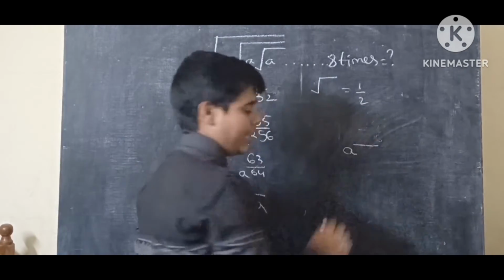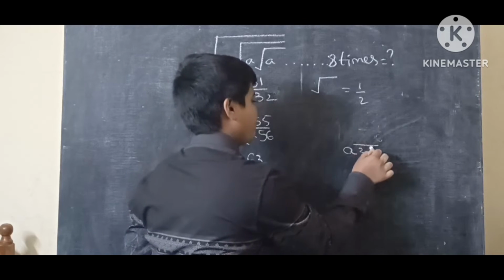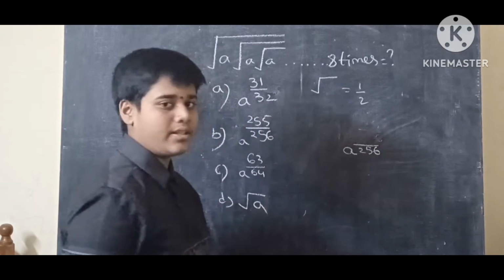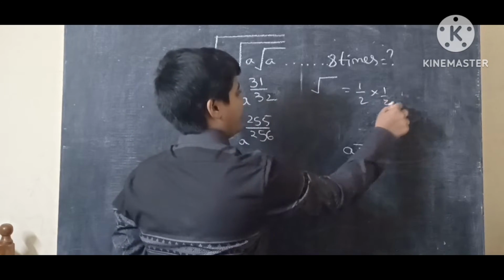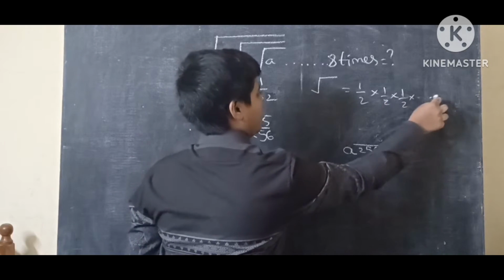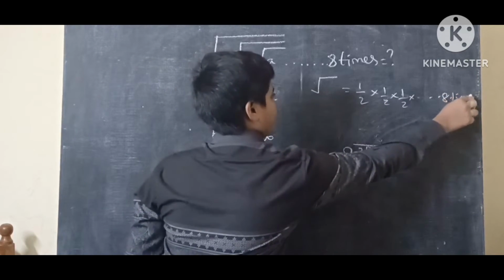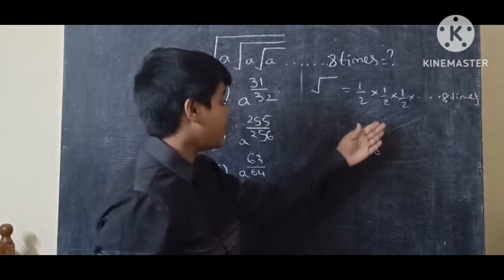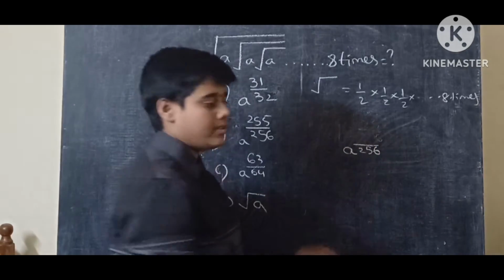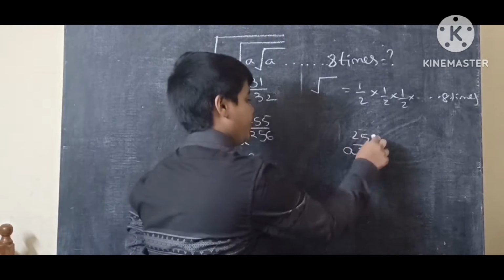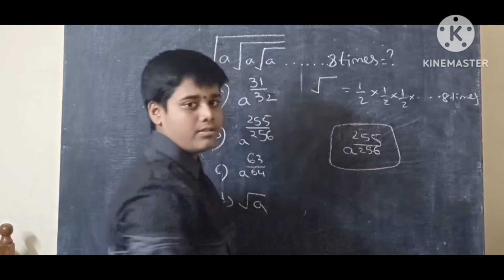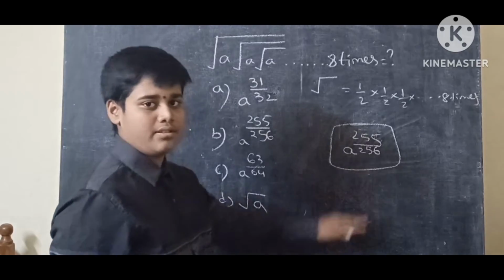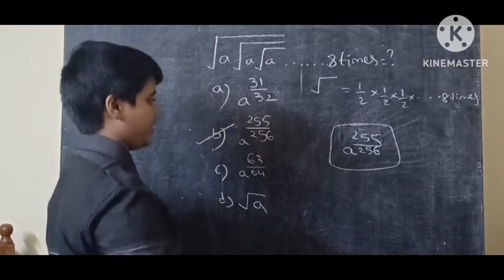If we multiply half 8 times, the denominator will be 256. Half into half, 8 times. So here the denominator is 256 and the numerator is 1 less than 256, which means 255. So this is the answer for this expression. Here option B is the correct answer.